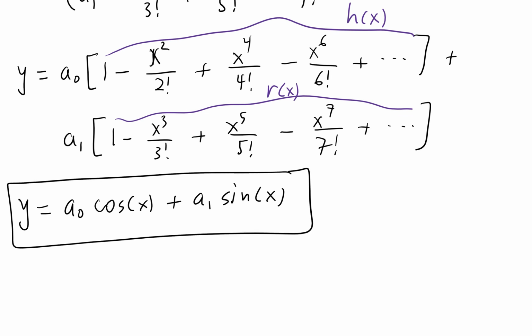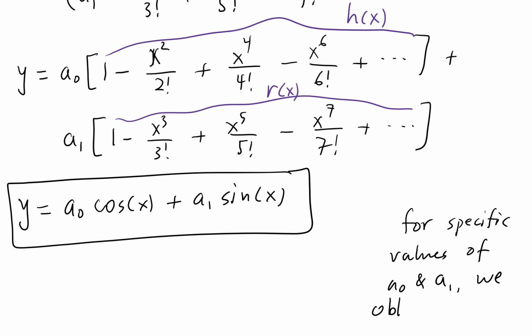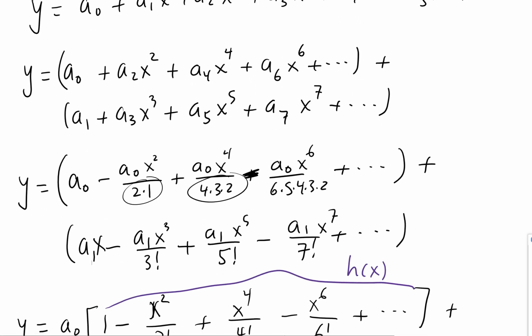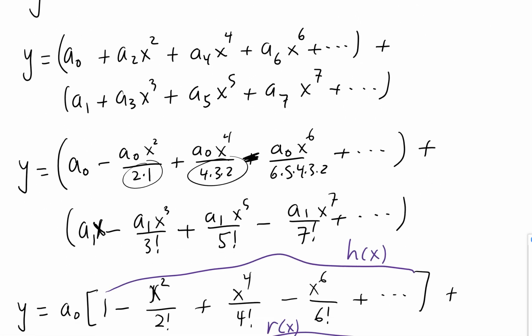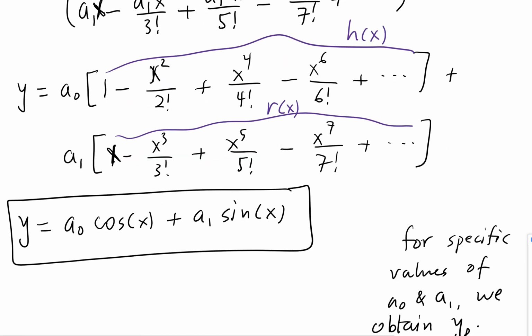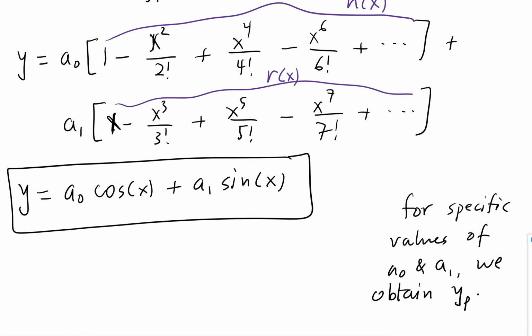So if you pick specific values for a1 and a0, we obtain y particular to that given differential equation. So there's an x missing in this part, but when I factor, there should be an x there. So now it's fine.